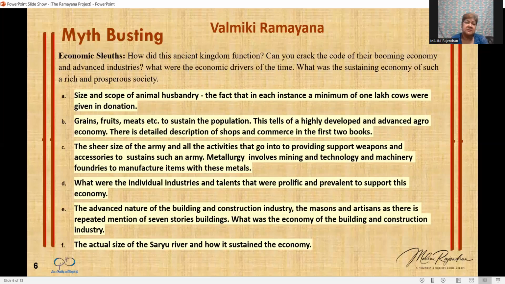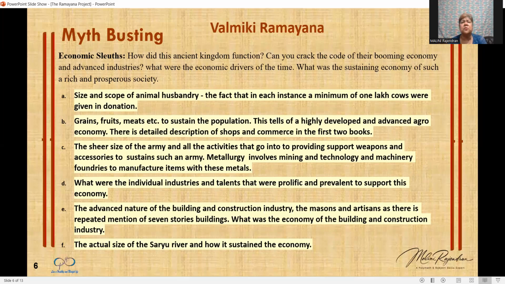Then the economy of the times. Are you an economic sleuth? How did these ancient kingdoms function? Is it possible to decode the booming economy and the advanced industries that existed at that time? What were the economic drivers of that time? All this can be seen and deduced and inferred from the details given in the Valmiki Ramayana. What was sustaining this economy? This was known as the richest and most prosperous economy of the world. The riches that Dasharatha and the Ikshvaku clan had was unparalleled.